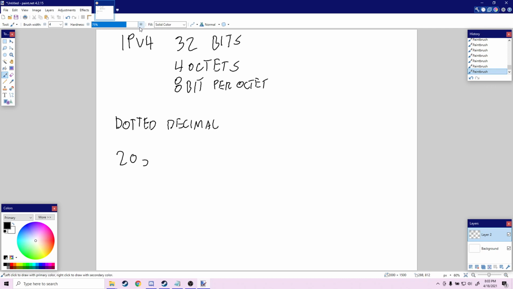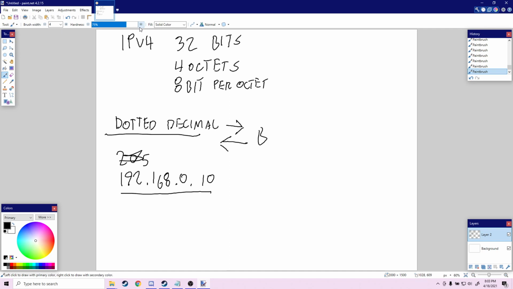You might be familiar with it if you've ever seen your IP address at home. It might be something like this. Along those lines, that's dotted decimal. That's how it's represented. Each of these octets is separated by a period, and when you're trying to do the math on figuring out what these numbers mean, you can convert them from dotted decimal to binary and back and forth.